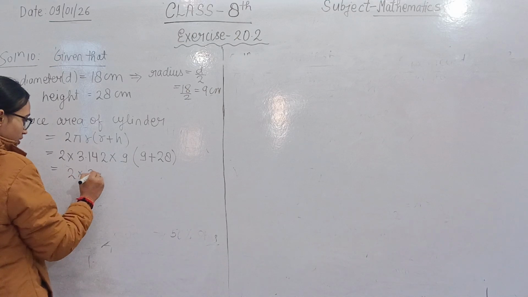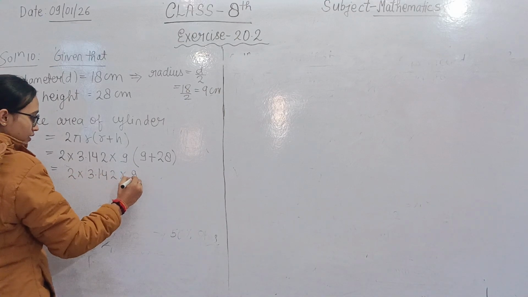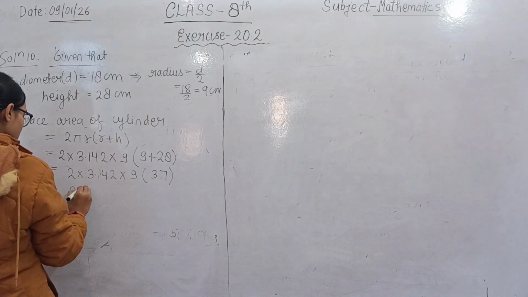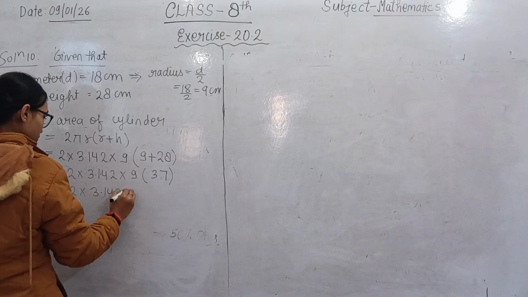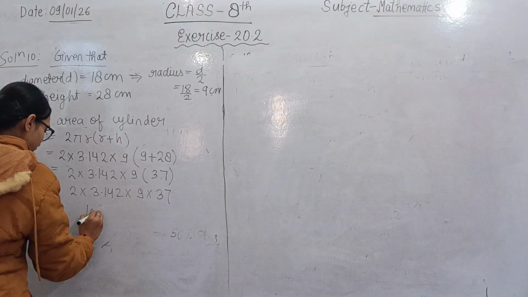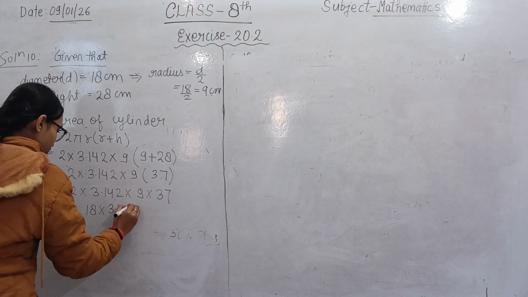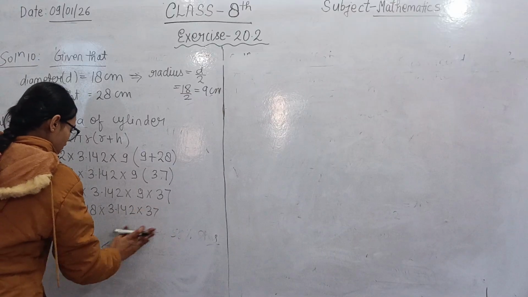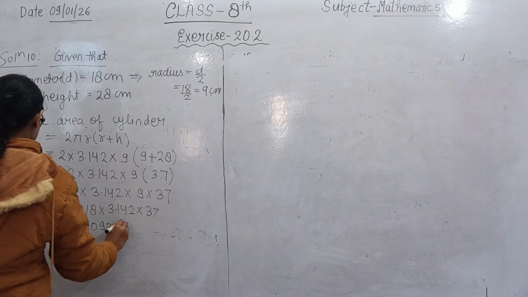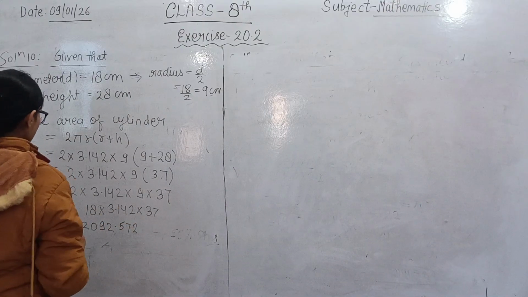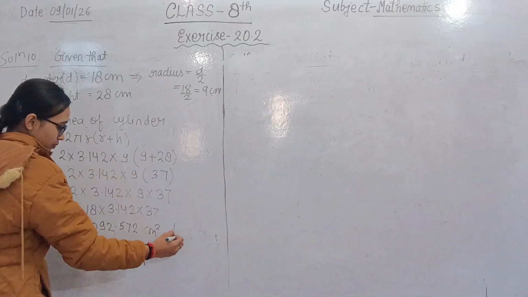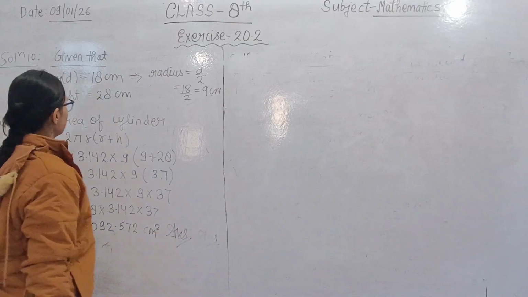2 multiplied by 3.142 multiplied by 9. On adding this, we get 37. So 2 multiplied by 3.142 multiplied by 9 multiplied by 37. 2 multiplied by 9 we will get 18 multiplied by 3.142 multiplied by 37. On multiplying this, we get 2092.572 and unit will be in centimeter. We are calculating surface area, so in power it will be 2. So this is the answer of question number 10.